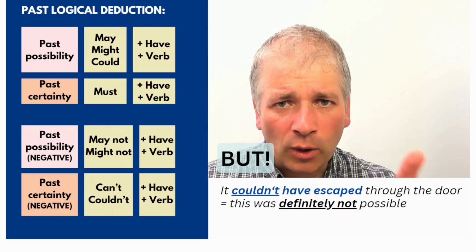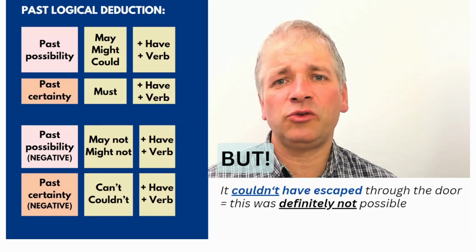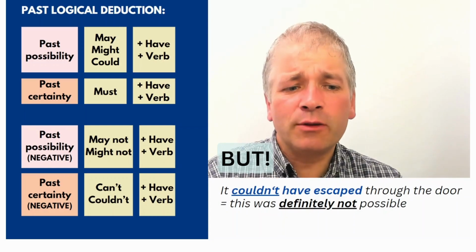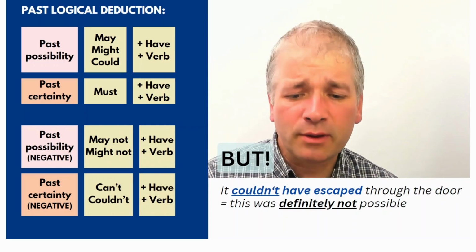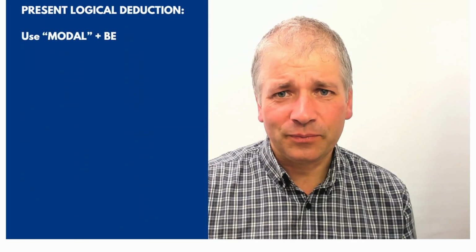So I want you to watch out for this. How are you using could for logical deductions? Remember that the meaning of could changes from possibility to certainty if you make it negative.